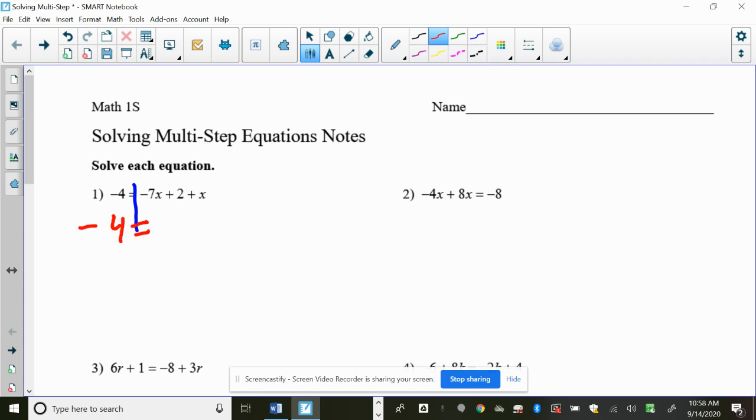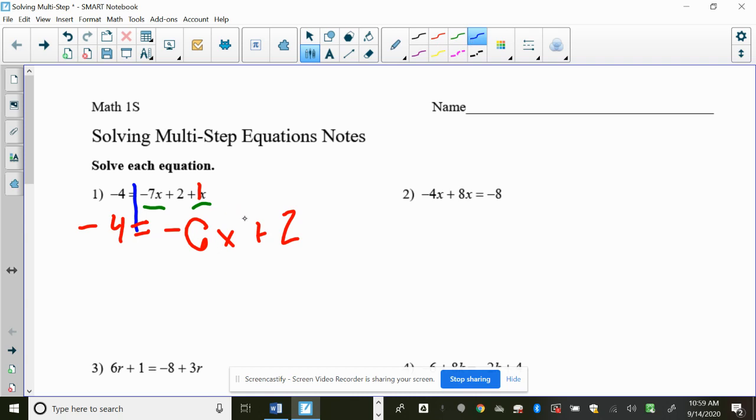So -4 equals. If we look at the right side, what we're looking for is do we have any like terms? Here we do. We have a -7x and a plus x. Those can be combined. So we combine -7x and the plus 1x. -7x plus 1x is -6x plus 2. Those two cannot be combined with the -4 because they're on opposite sides of the equation. From here, this turns into just a solving problem. So from here, this would look just like the problems we did yesterday.